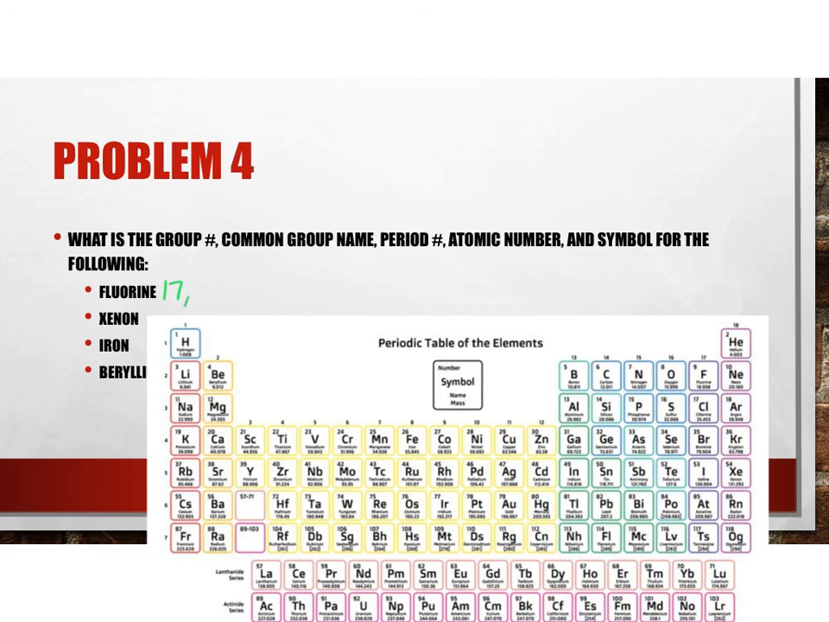Common group name, the second to last group, they're called halogens. This is one of the groups that you will need to know. Period number, so the period number can be found right there. That is period number 2. Atomic number, that's the whole number seen there, and that is number 9. And the symbol, okay, the symbol is just what's in the box, and that's F.